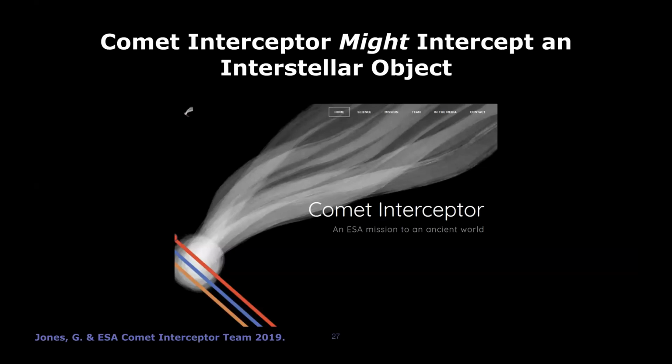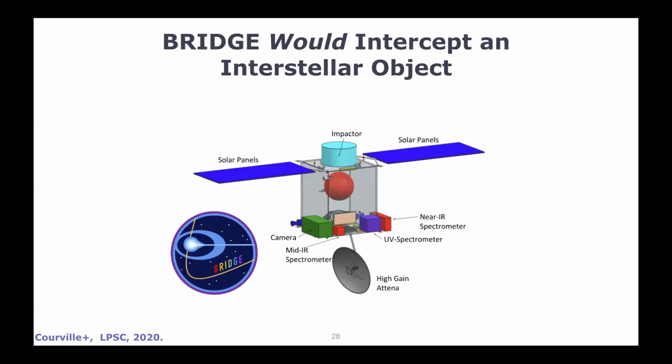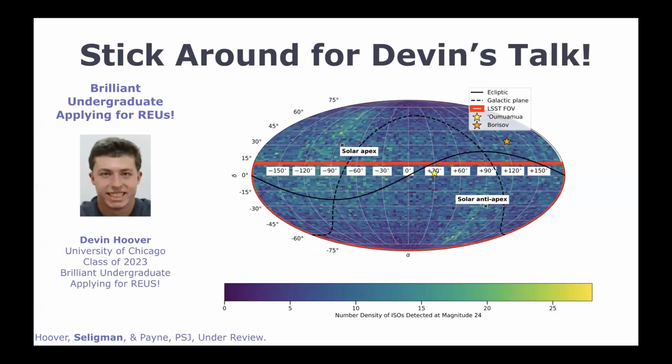So we should be excited because not only is LSST coming online and we're going to be detecting more of these objects, the European Space Agency has recently selected Comet Interceptor, which will fly in 2029, which, if given the opportunity, would intercept an interstellar object. And NASA has put together a concept study called Bridge, which would be solely dedicated to the interception of an interstellar object.